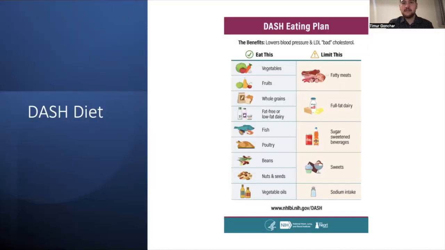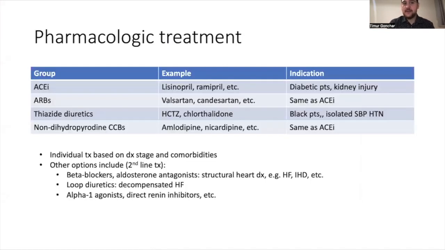Now let's take a look at the DASH diet, which stands for Dietary Approaches to Stop Hypertension. It's basically just a healthy diet with a lot of fruits and veggies, a lot of white meats, and with the patient limiting red meats, sweets, sugar, salt, all the foods that are not very beneficial for their cardiovascular health. Now let's talk about pharmacologic treatment.